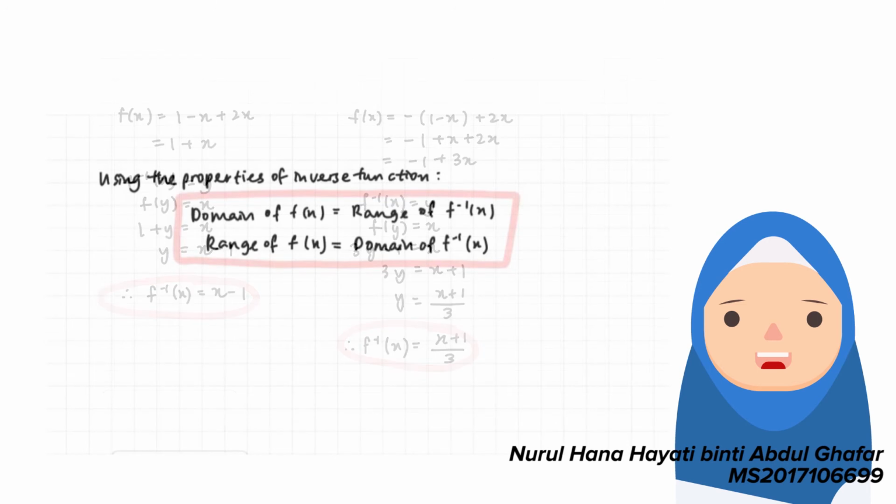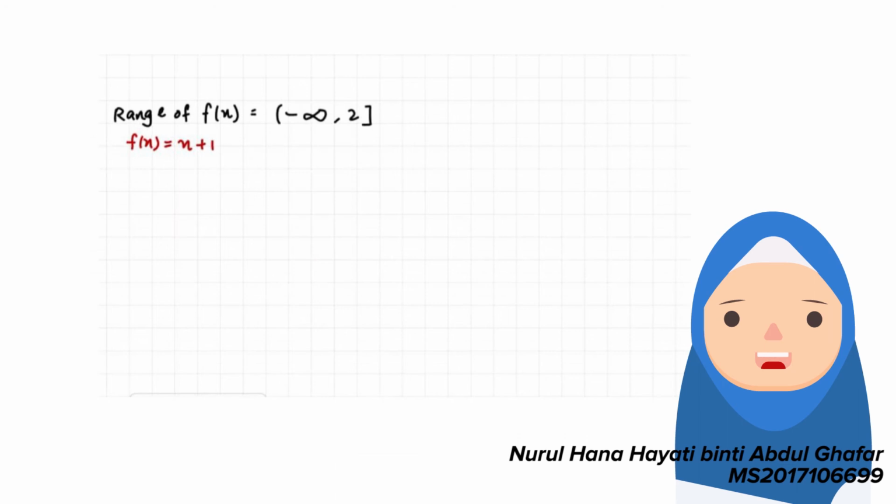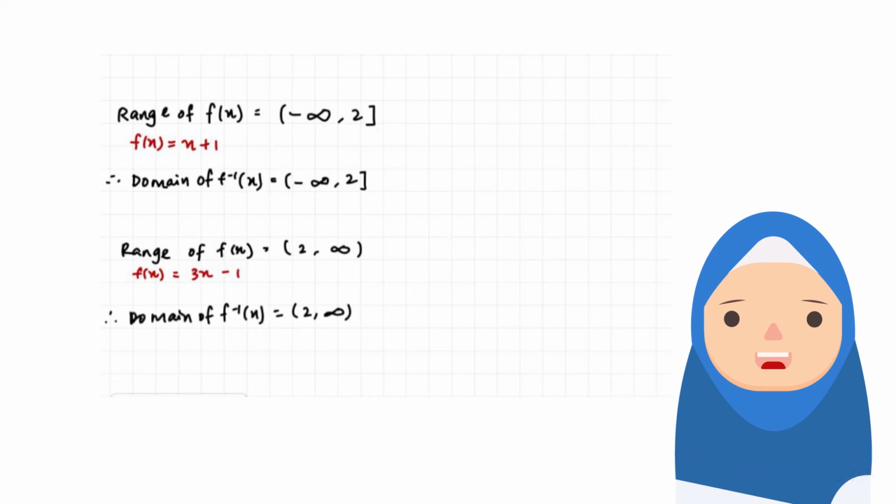By using the properties of inverse functions, the domain of an inverse function is the range of the original function, and the range of an inverse function is the domain of the original. The range of the original function for x + 1 is. Hence, the domain for the inverse function is. The same goes for the domain of the second part of the function, which is 3x - 1. The range of the original function is. Hence, the domain for its inverse is.